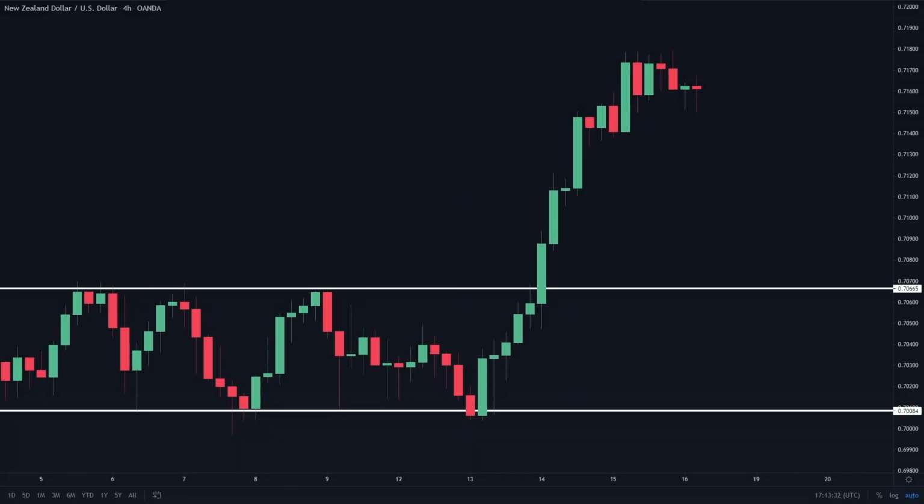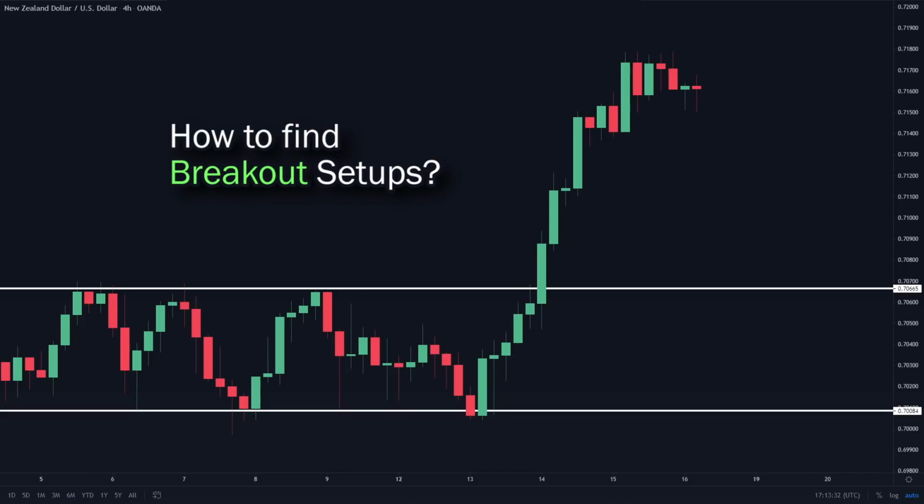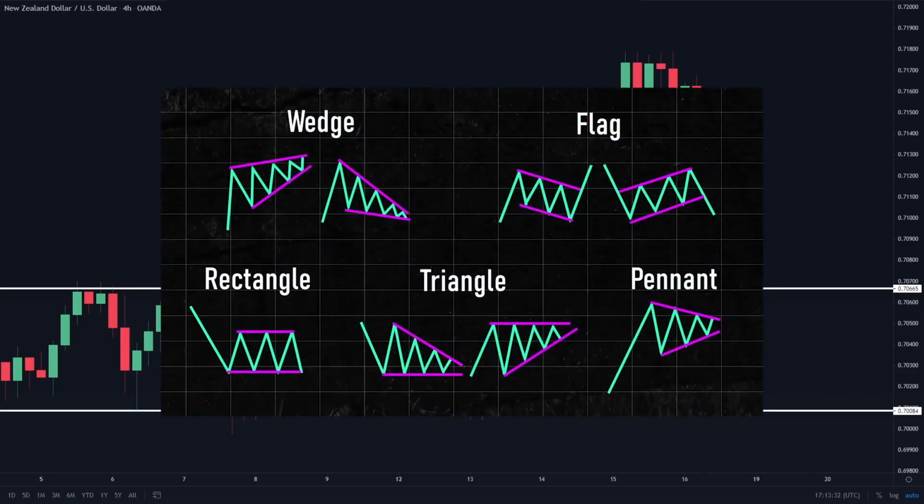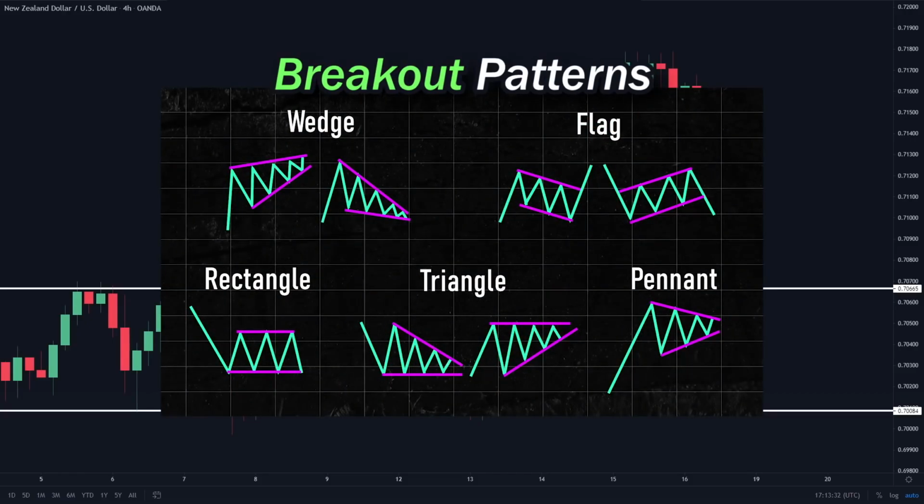Now the question is, how do we find setups like this where the market can potentially break out? Well, a simple way to do this is by looking at the breakout patterns. I'm sure most of you have seen these patterns before. We have the rectangle, pennant, wedge, triangle, and all sorts of patterns.